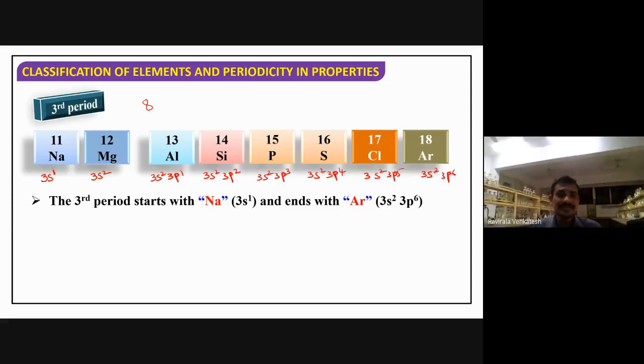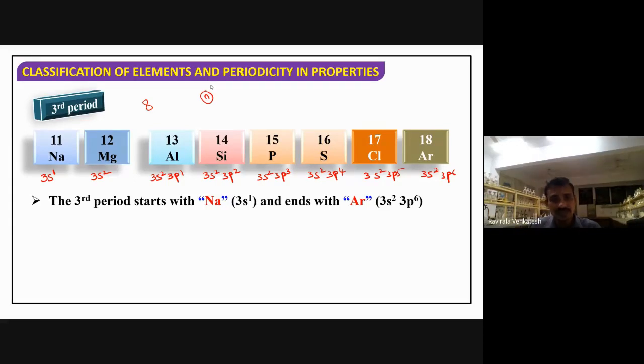Now, when you observe here, second and third period, everything is same, only the n value is different. In second period, n value is 2. In third period, n value is 3. Remaining electronic configurations will follow the same order. 2s1, 2s2 here, 3s1, 3s2 there. 2s2 2p1 here, 3s2 3p1 there. Neon in the second period, 2s2 2p6 here, and argon 3s2 3p6.